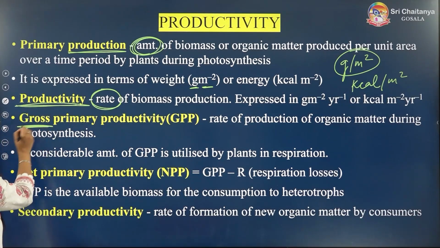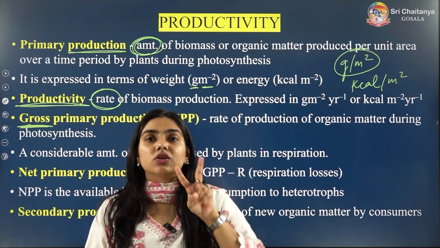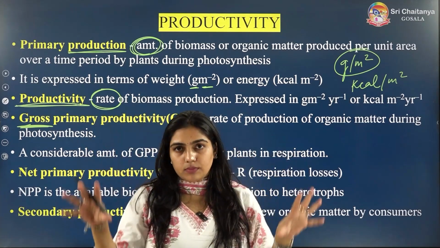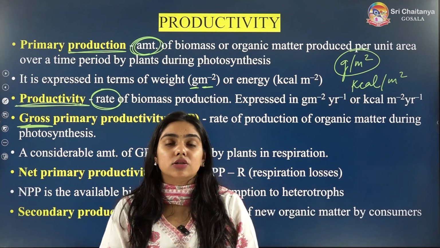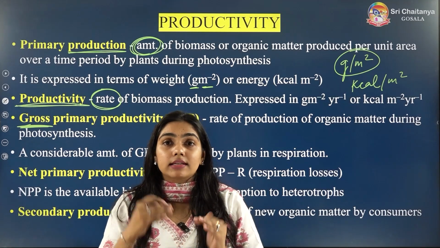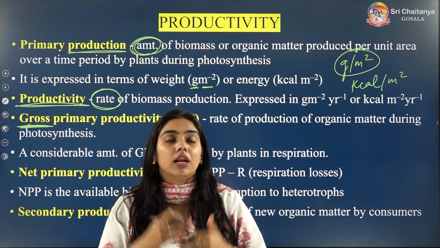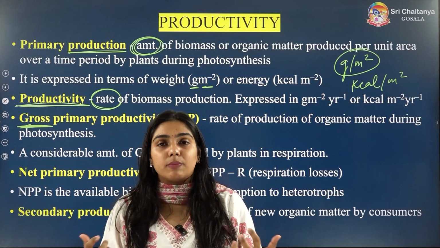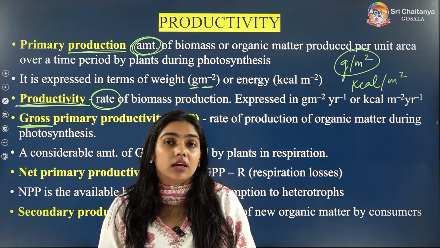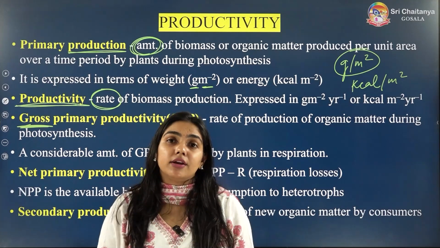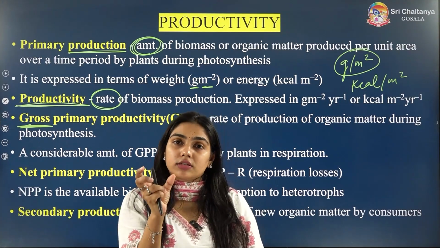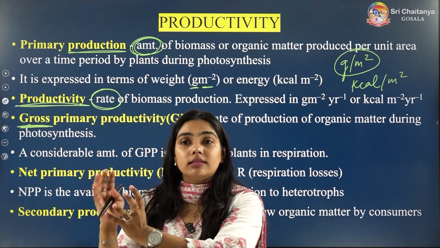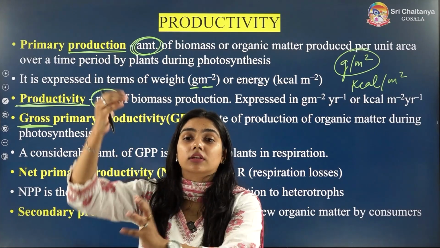Coming to gross primary productivity, we have two types of productivity. Okay, one is gross. Gross means total, that is, the total biomass produced by the plants during the process of photosynthesis. But is this whole biomass going to the next trophic level? No, because plants will also respire, right? And they are going to use this energy, this biomass, this organic matter which they are producing, in their respiratory processes, right? So there will be some loss. From the total, some loss will be there, and then the available biomass is going to the next trophic level, is available for the consumers, right?